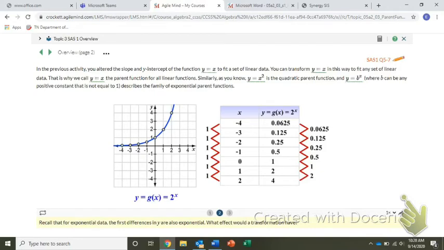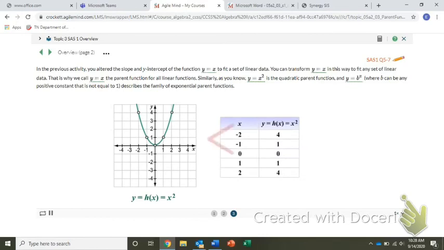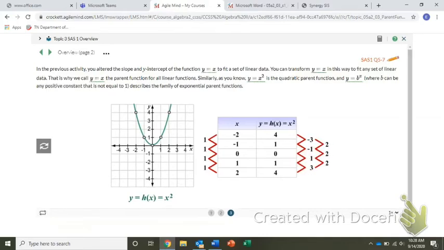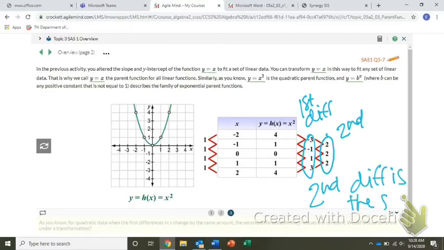All right, last is quadratic. And quadratic has its own little thing. This right here is my first difference. This right here is my second difference. Remember, quadratic is when the second difference is the same. And it forms a U, which is called a parabola.